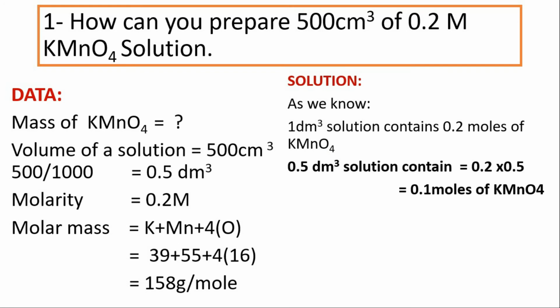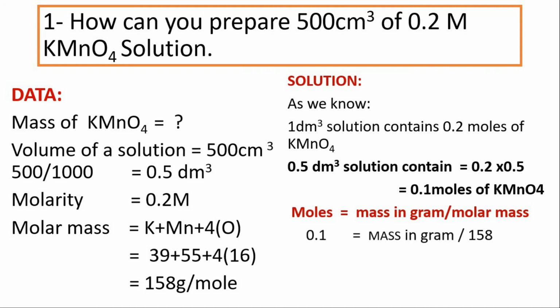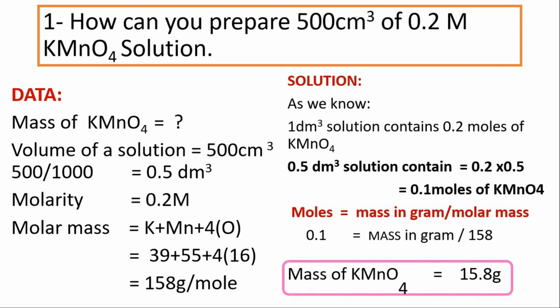0.5 dm³ solution contains 0.2 into 0.5. So we get the answer 0.1 moles of KMnO4. Now we can easily find the mass in gram by applying this formula. We have number of moles 0.1, mass we don't know, and the molar mass is 158. So we get the answer, mass of KMnO4 is 15.8 gram.